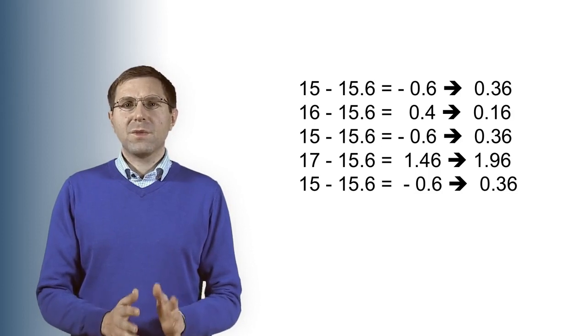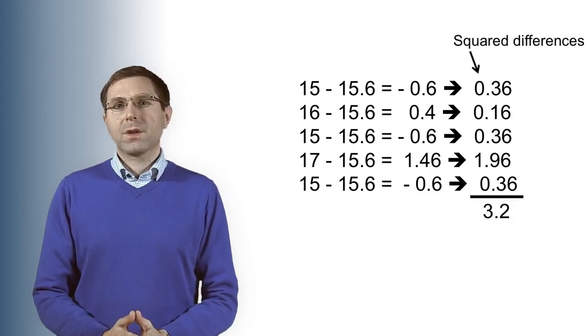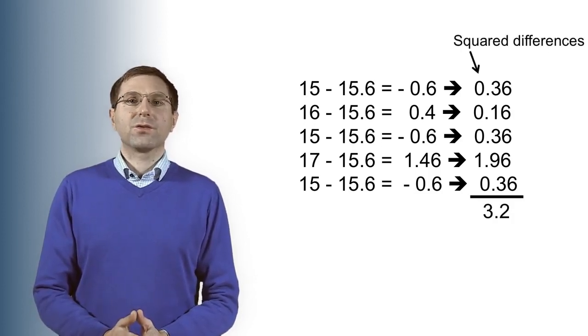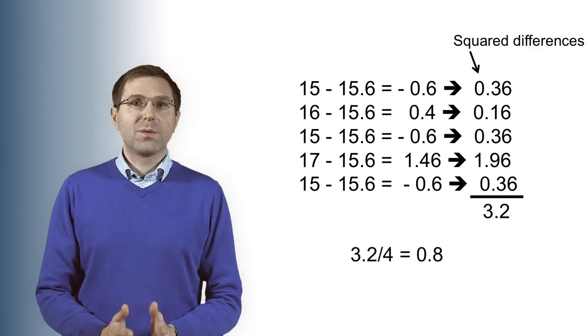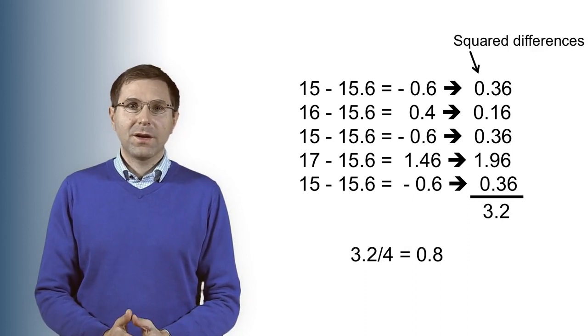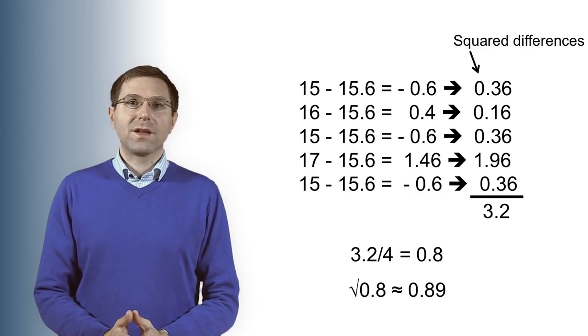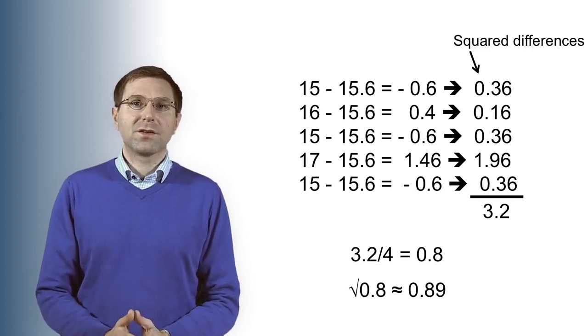First, we subtract the mean from each value, square this difference, and sum it up. If we do this, we get 3.2. We divide this by 4, which is the number of observations minus 1, and get 0.8. In the last step, we take the square root from that and get 0.89 degrees Celsius as standard deviation from our measurements.